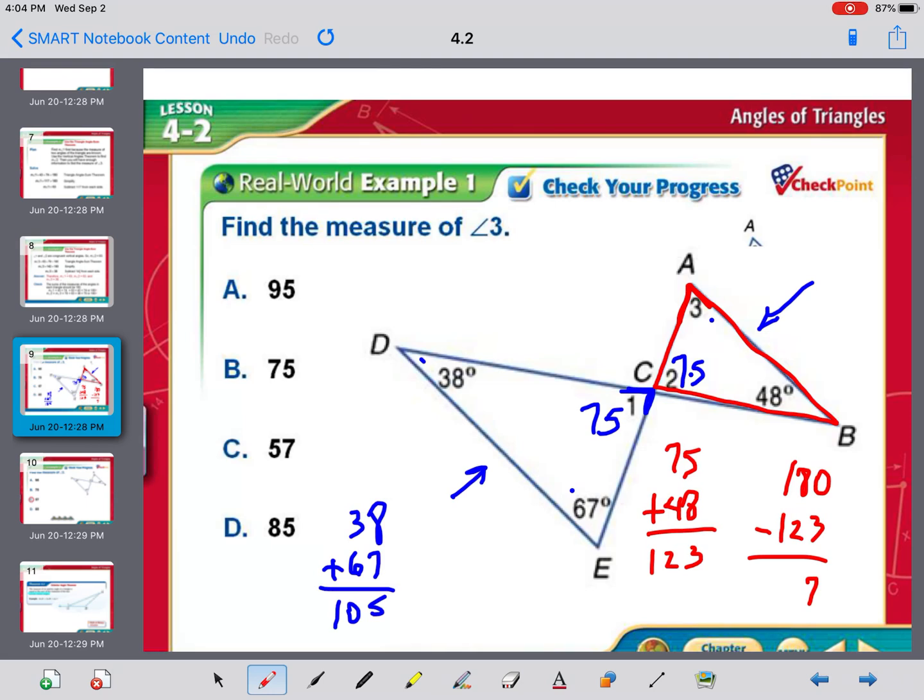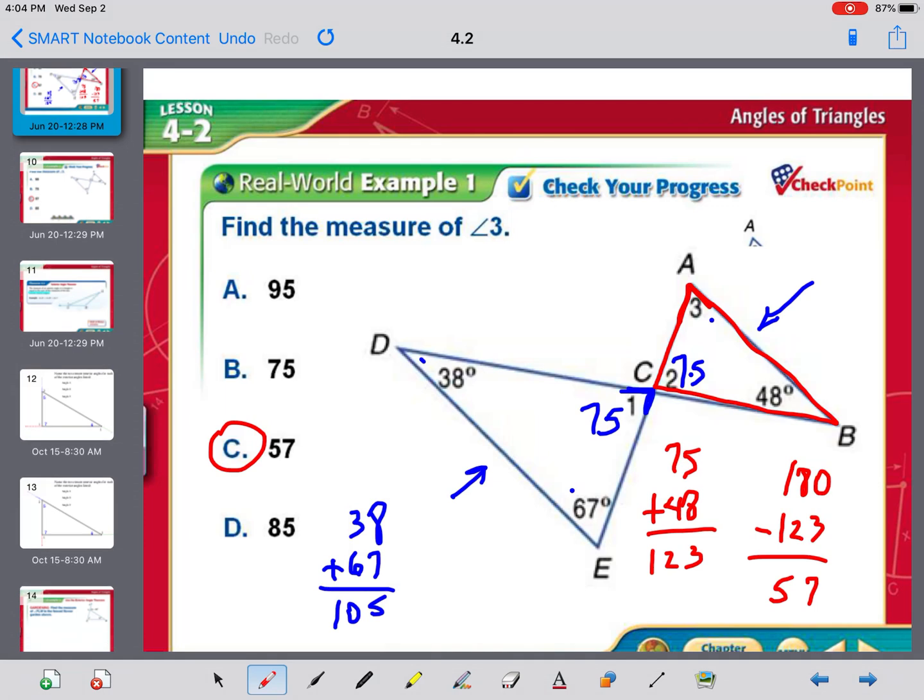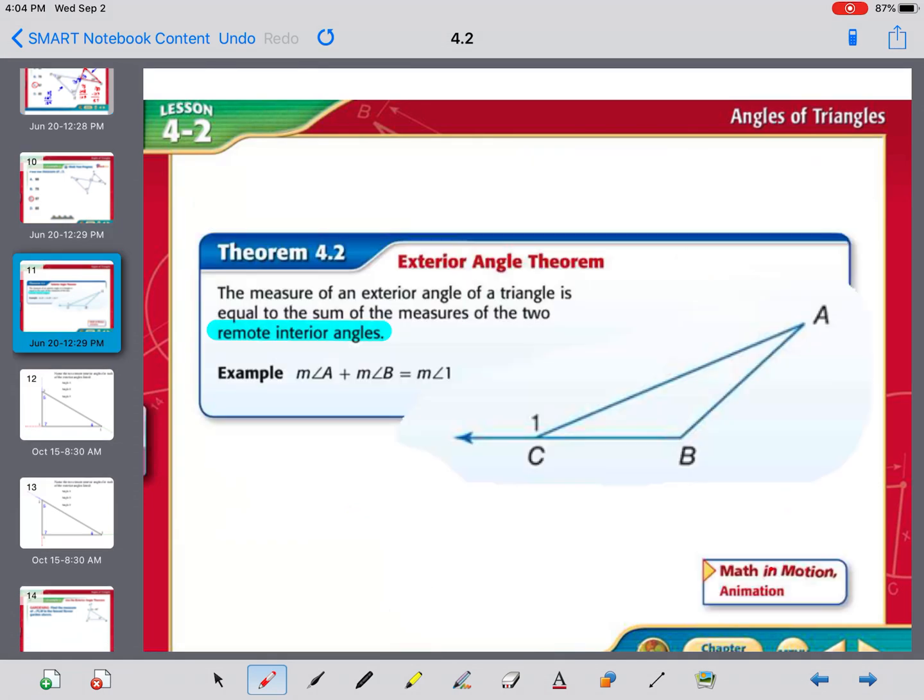I think that's right. Sometimes you look at it so long, you question yourself. So that's a 7, and that's 7 minus 2 is 5, 57. I believe it's 57, answer C.